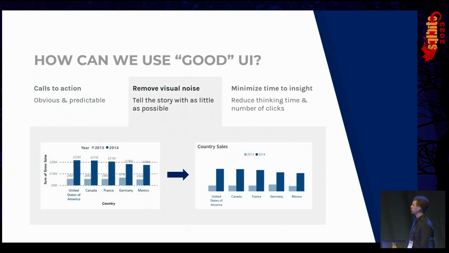We want to remove visual noise, so anything that isn't telling the story of your data, we should remove from our charts, whether that is grid lines, data labels, axis titles, anything that isn't helping the user answer the business question for that visual, we should remove to make it as clear as possible.